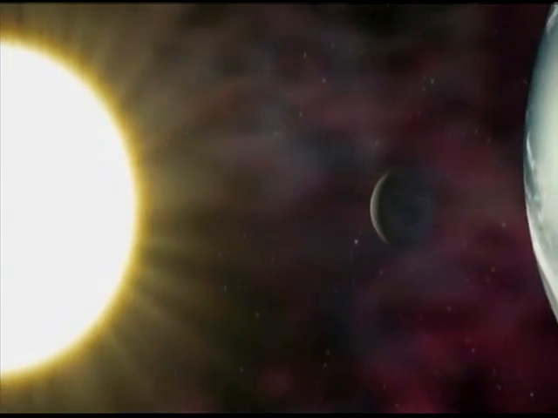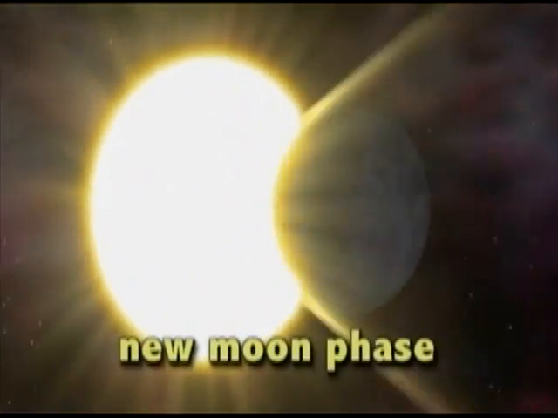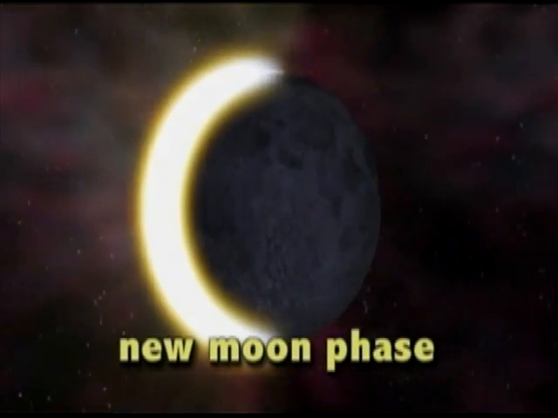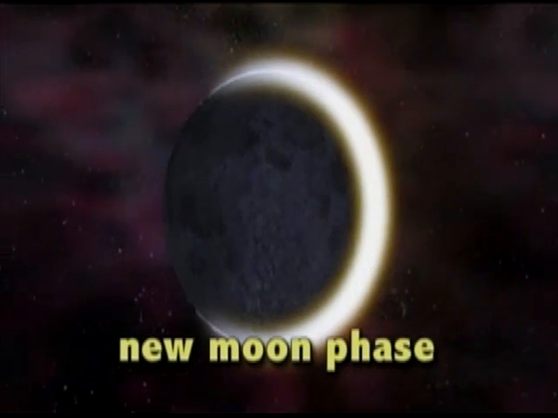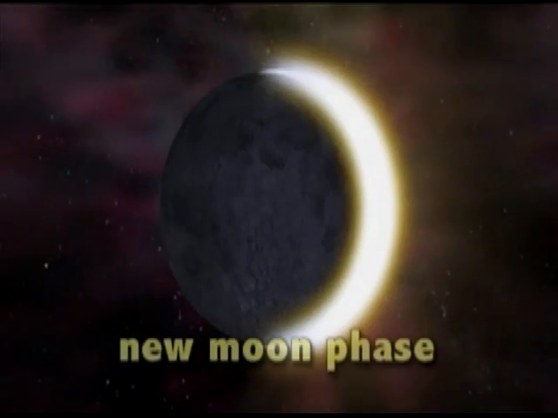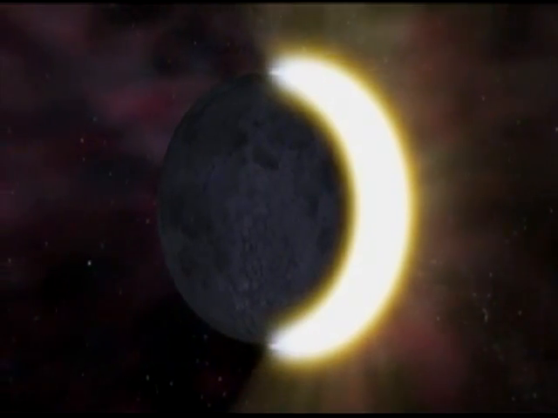When the moon passes between the Earth and the sun, we say that the moon is in the new phase. An eclipse of the sun can only occur when the moon is new. However, not all new moons produce a solar eclipse.